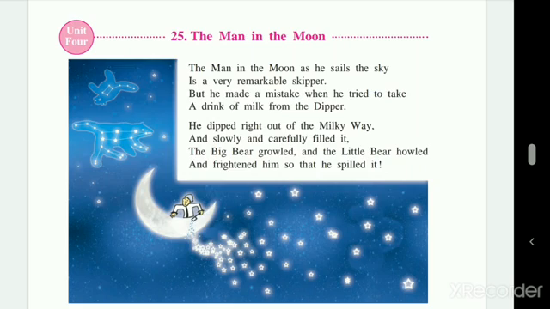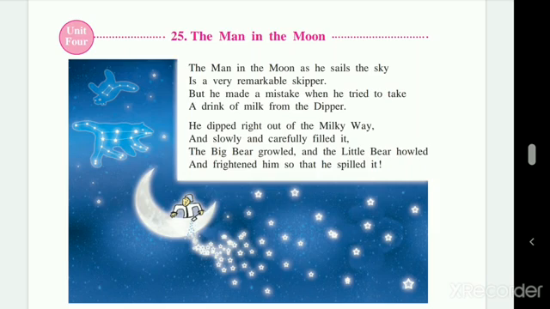In this poem, the poet is very imaginative and has written an imaginary poem. This is not real, but this is the imagination of the poet. The man in the moon, as he sails the sky, is a very remarkable skipper. Remarkable means unusual and skipper means captain of a ship or a boat.